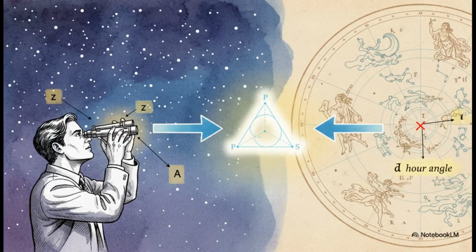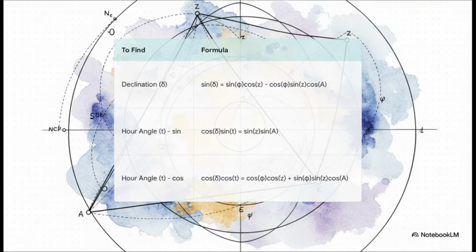So what's the first major application? Well, imagine you're an observer. You've just made a careful measurement of a star's position in your sky. You have its zenith distance and its azimuth. Using the relationships we just defined in our triangle, you can now calculate its fixed universal coordinates, its declination, and hour angle. And here they are.